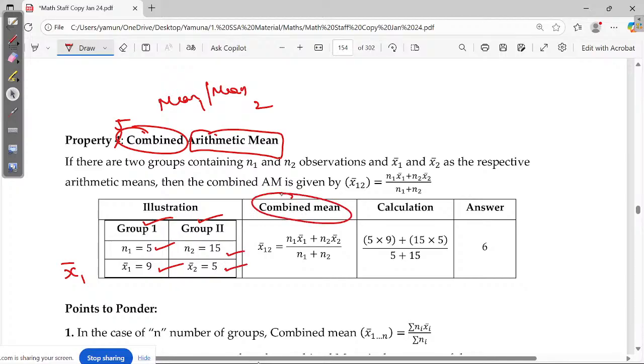The combined mean can be taken as N1 X1 bar plus N2 X2 bar divided by N1 plus N2, and the notation used here is X12 bar.